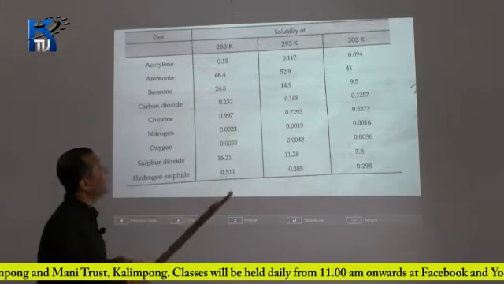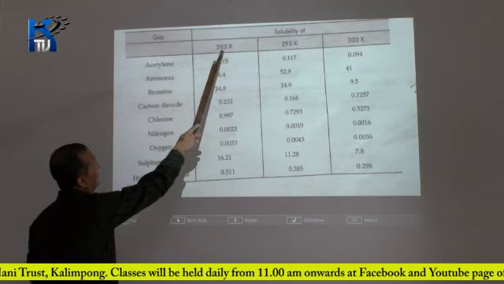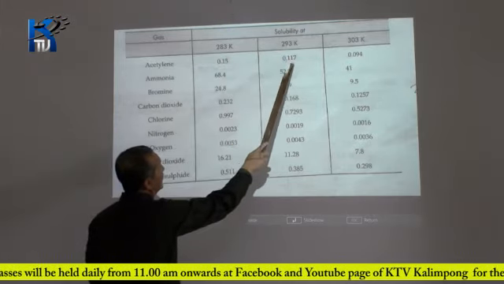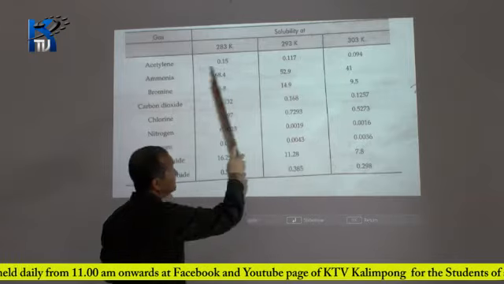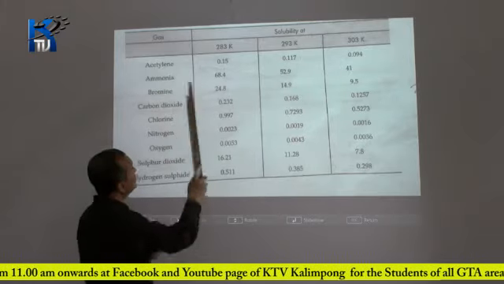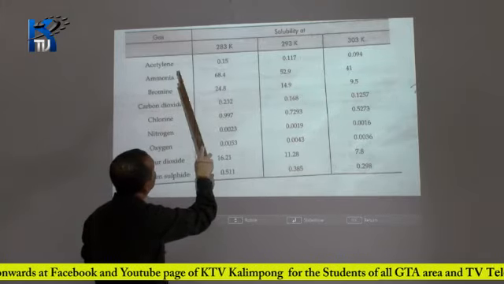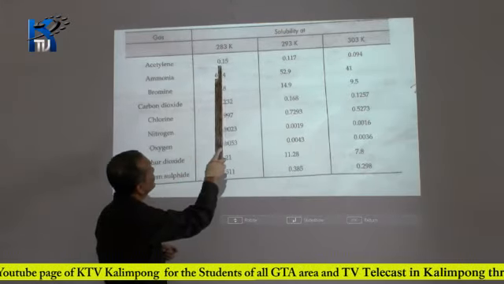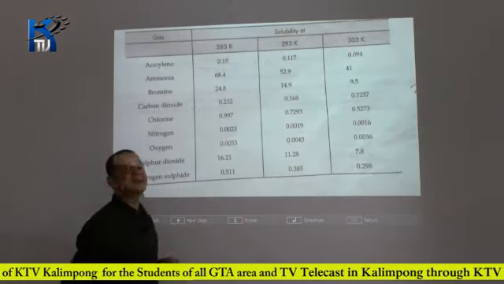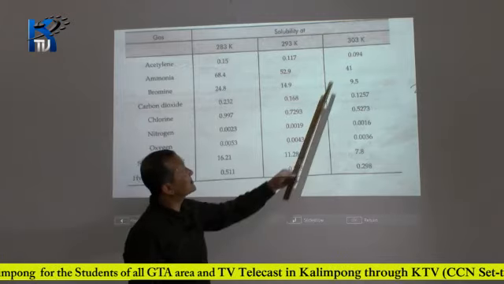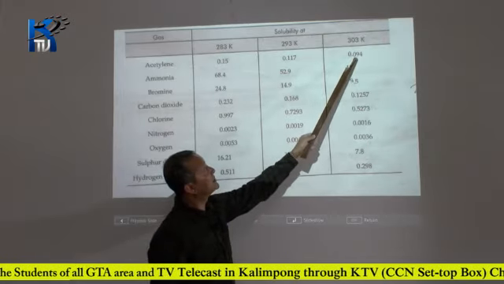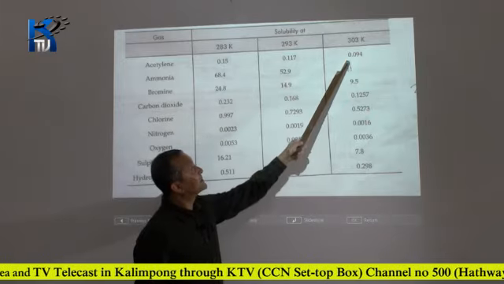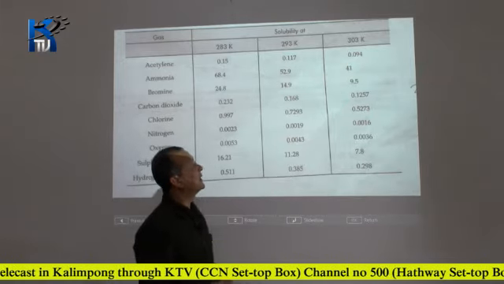You can see that this is at a temperature of 283 K. The next one is at a temperature of 293 K. So the temperature is increasing. As the temperature increases, the solubility of acetylene is decreasing. The solubility was highest when the temperature was 283 K, but the solubility is the least, 0.094 grams per 100 grams, when the temperature becomes 303 Kelvin.